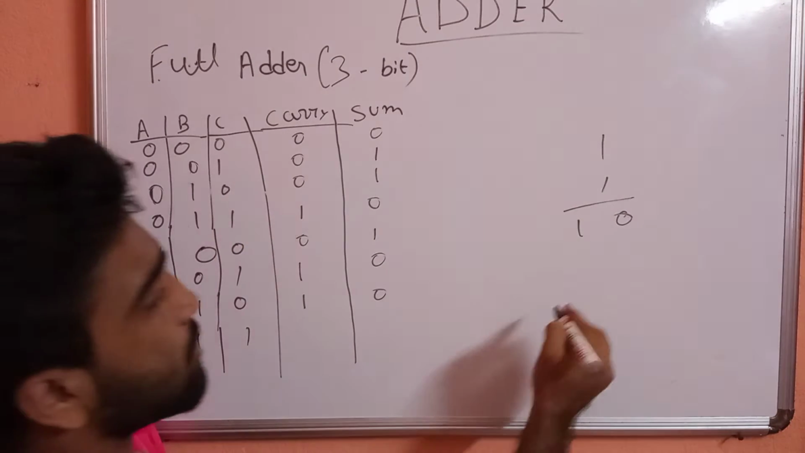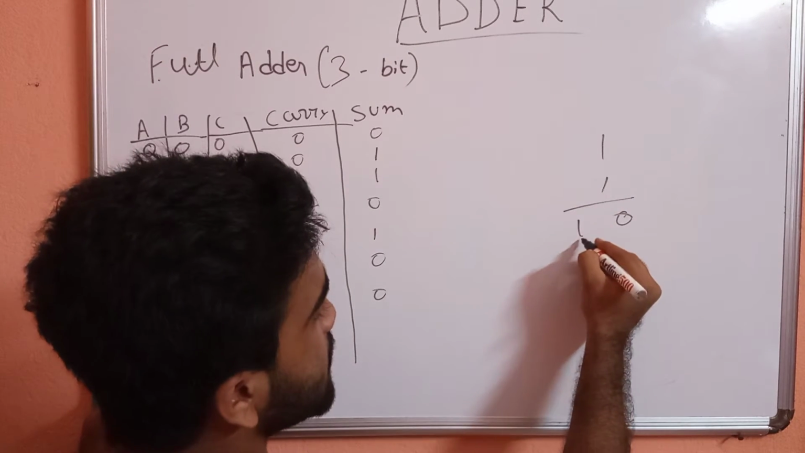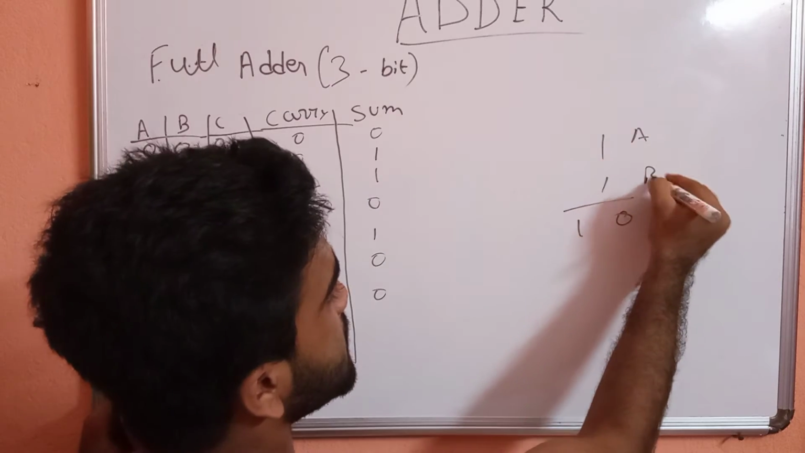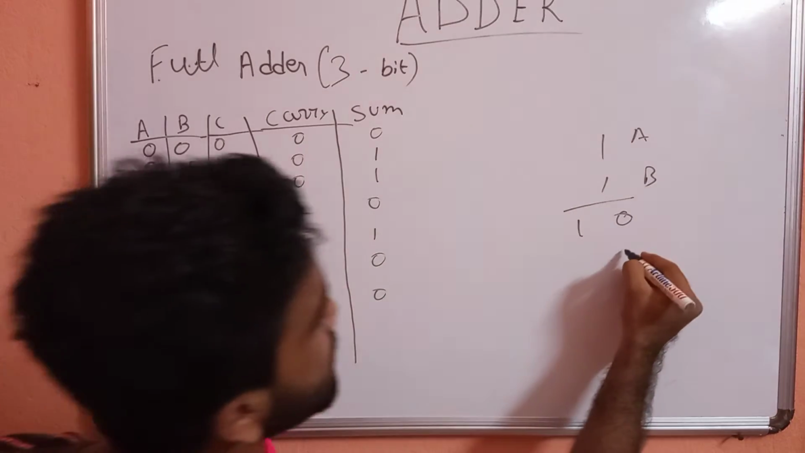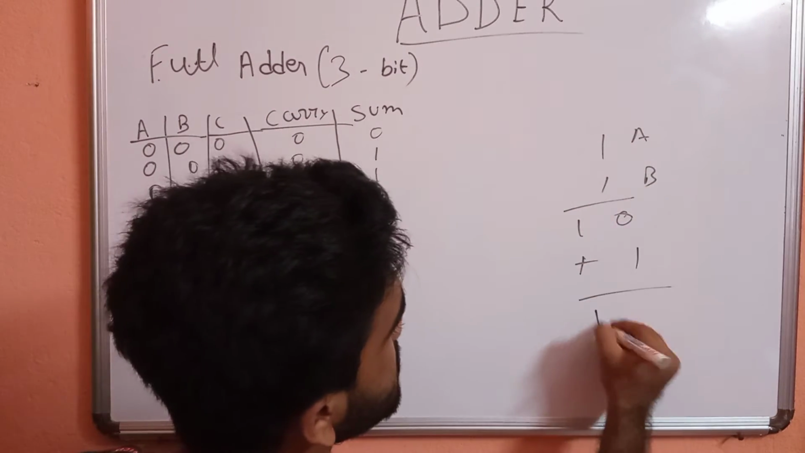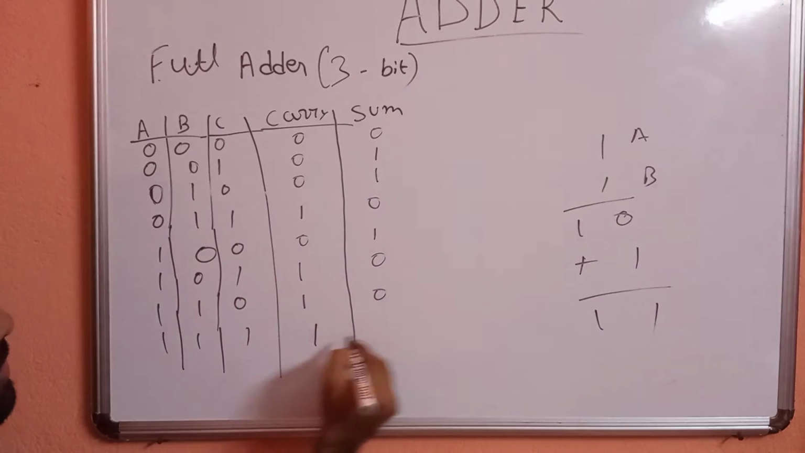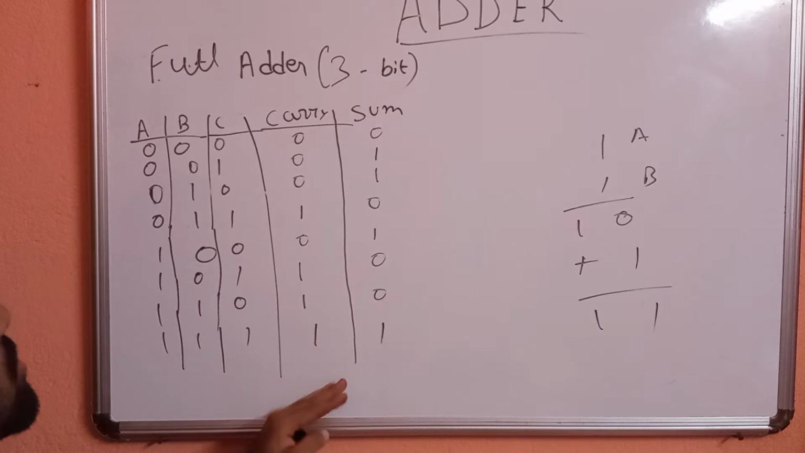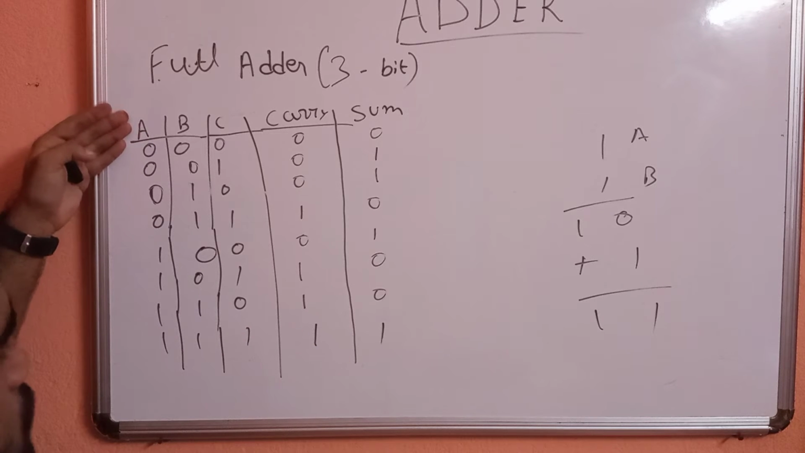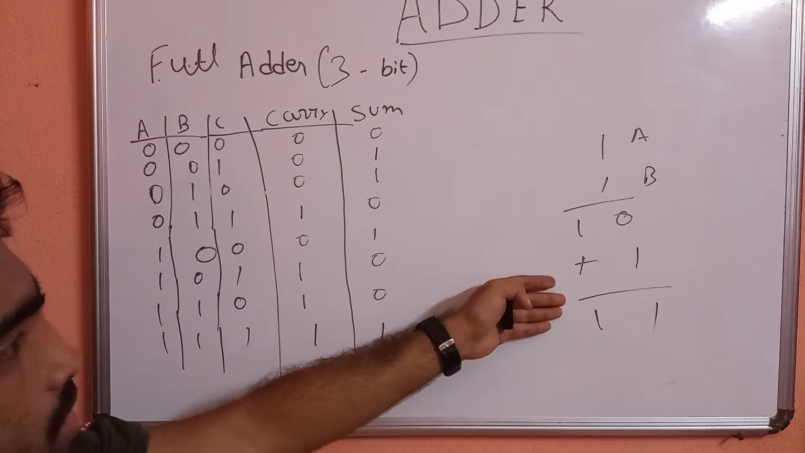Okay. Now we are doing another sum. This is A, B. We are doing the C also, sum plus 1. That means 1 and 1. Carry will be 1 and sum will also be 1. Okay. So this is my truth table for full adder.